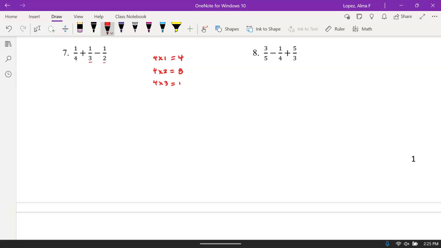4 times 3 is 12. Hold on. 4 divides into 12. 3 divides into 12, and so does 2. I found it. That is my least common denominator.